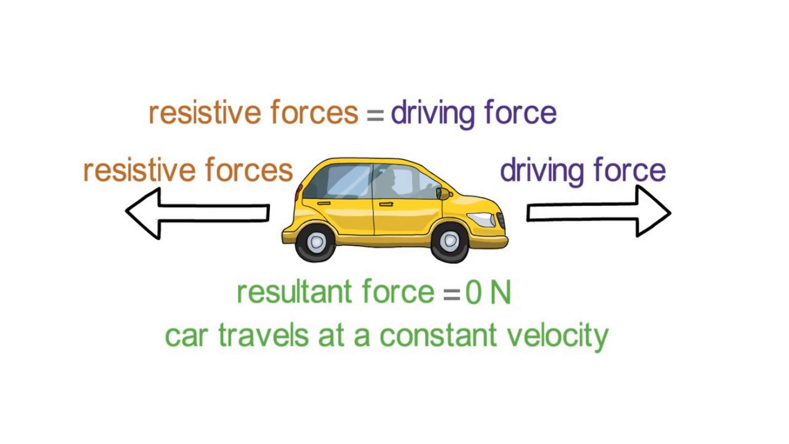Here, the car is moving at a constant speed because the forces acting on it are balanced. The driving force pushing the car forward is exactly matched by the resistive forces, like friction and air resistance, pushing backward. Since these forces cancel each other out, the overall or resultant force is zero. This means the car doesn't speed up or slow down, but keeps moving steadily at the same velocity.